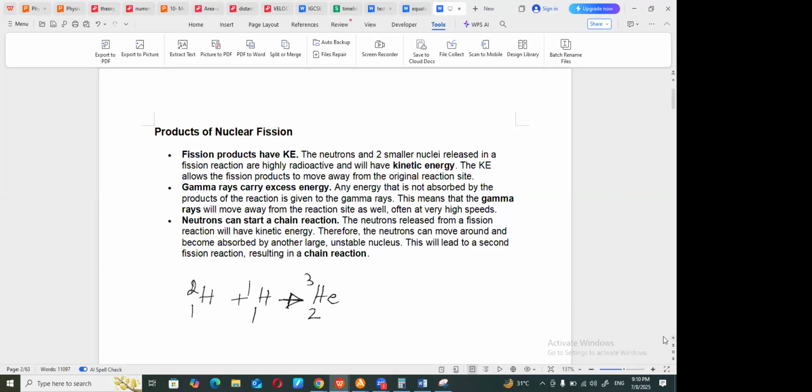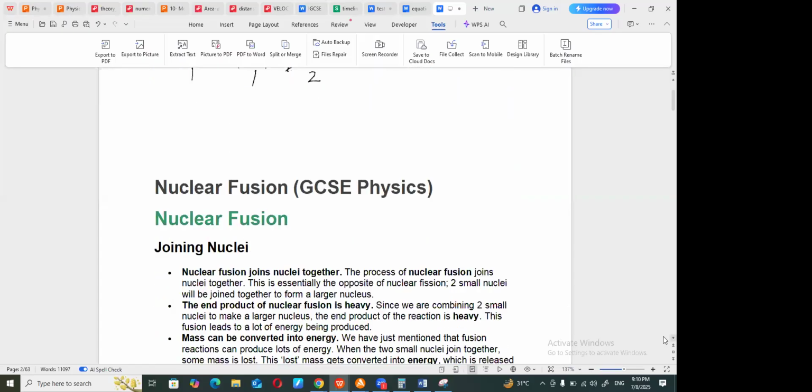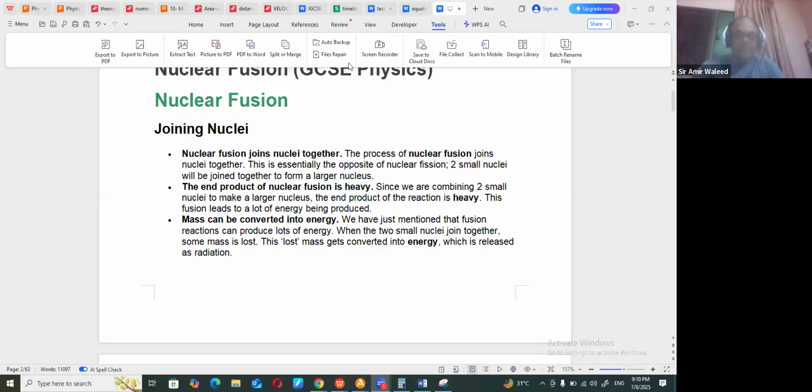Now, the next reaction is nuclear fusion. As the name suggests, it's fusing. For this reaction, remember that you need very high pressure and very high temperature. This reaction is not possible on this earth. We would need to go to the sun to perform it. So this reaction can only be performed on the sun.